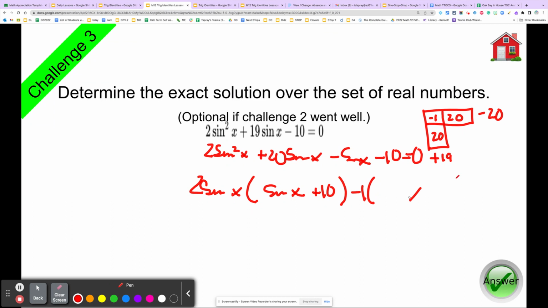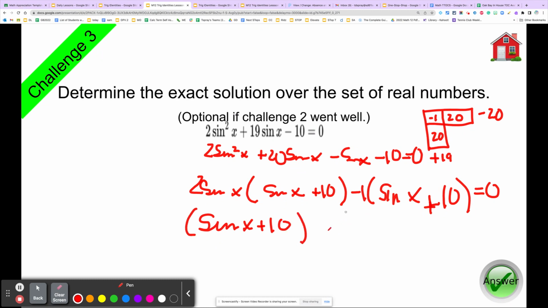leaving me with sine x plus 10. My pen is not working again, friends, so sorry about this. Let's see if we can clean that up. So this is the sine x, this is the plus. Okay, so now we're going to take out the sine x plus 10, bracket, and then leaving me behind with 2 sine x minus 1, equals 0.